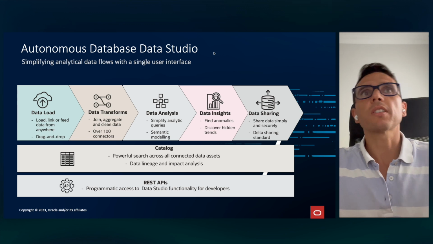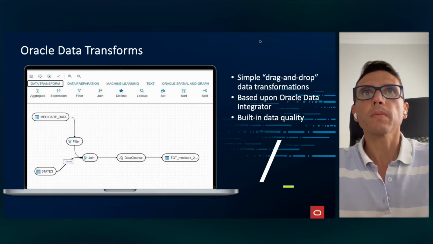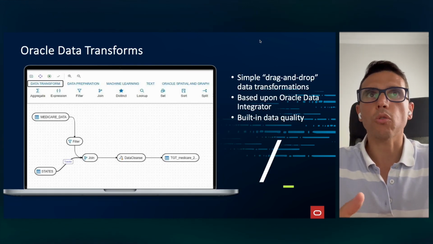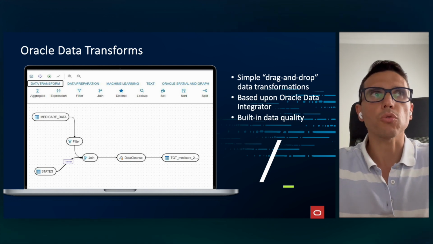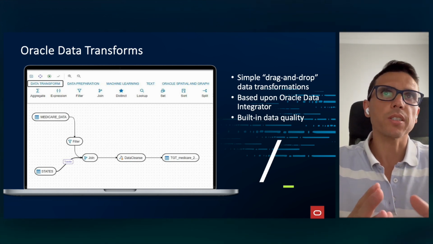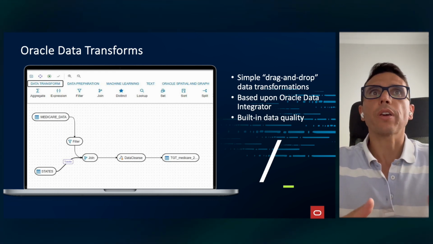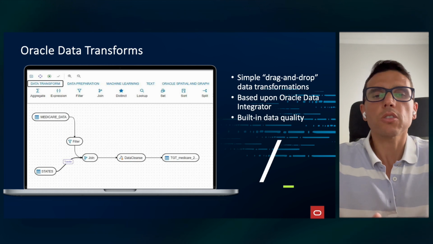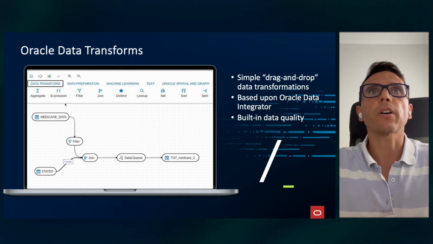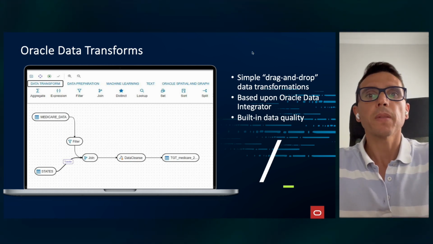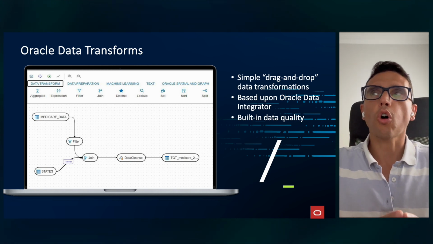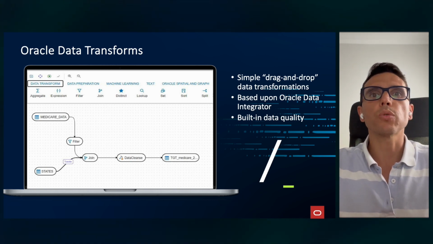So data transforms is an ETL tool. It's based on Oracle Data Integrator, ODI, so the engine, it's ODI, but it has a very simple interface, and you just basically need to drag and drop the different components to create your own process, and you are going to see this during the demo. After, you have some built-in data quality tools, even that is not a data quality tool, that you can find here on data preparation.